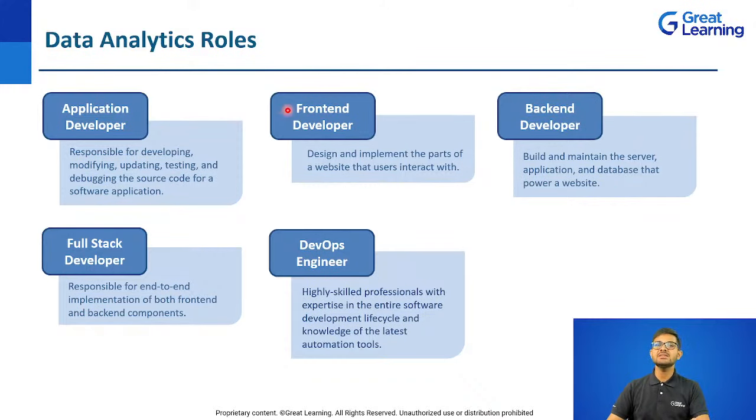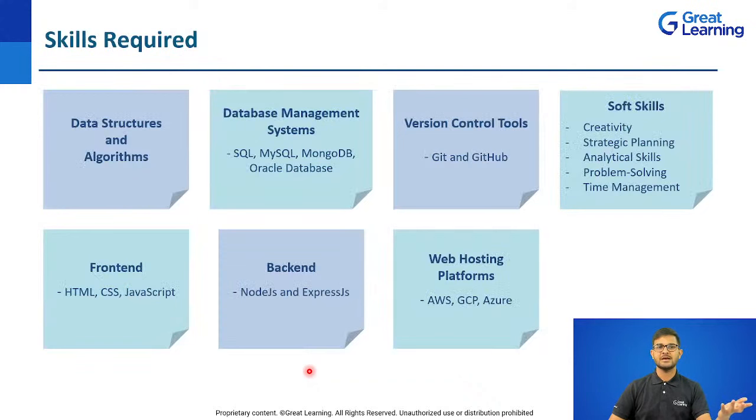And when we combine this end-to-end, a full-stack developer is responsible for end-to-end implementation of both front-end as well as back-end components, along with, of course, database knowledge. Then the DevOps engineer. They are highly skilled professionals with expertise in the entire software development lifecycle, that is SDLC, and knowledge of the latest automation tools. So these are the 5 top roles when we talk about the area of software development.